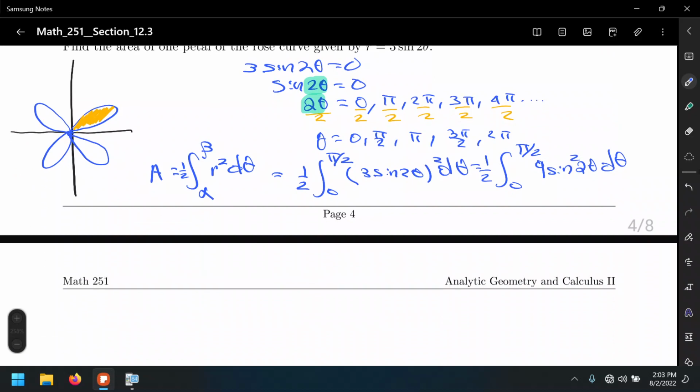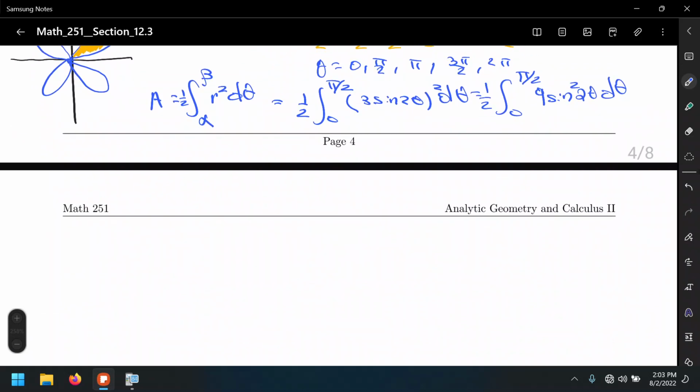Let me go to the next page. So that's a negative 9, or no, not negative. It's 9/2. The integral from 0 to pi over 2 of sine squared 2 theta. Okay. How do we go about that integral? Final exam review. I think this is going to help a lot for final exam review.